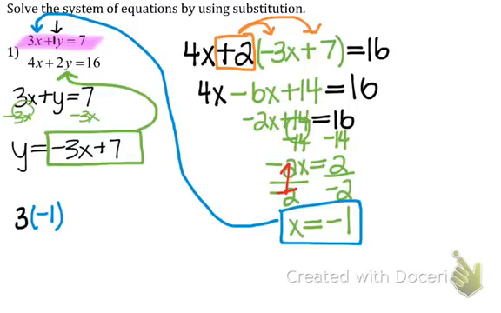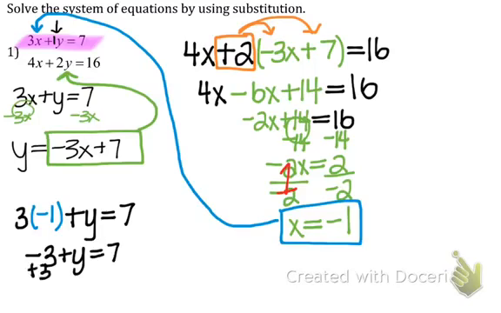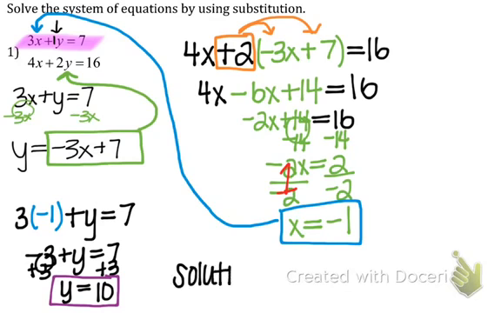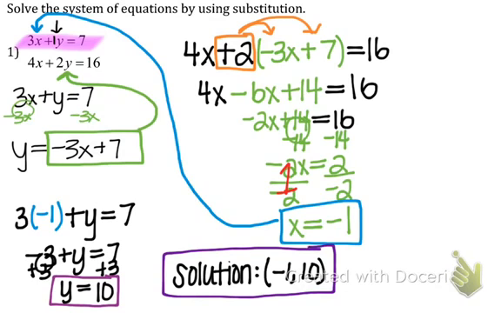So 3 times where x was, I plug in a negative 1, plus y is equal to 7. 3 times negative 1 is negative 3, plus y is equal to 7. I add 3 on the left-hand side and on the right-hand side, so finally y is equal to positive 10. My solution to this system can be written as an ordered pair, and my solution is going to be x is negative 1 and y is positive 10.